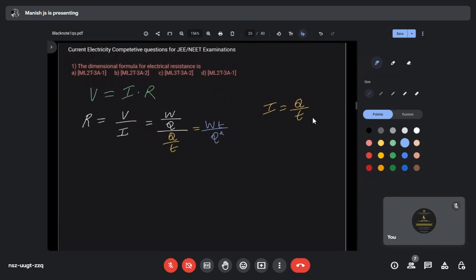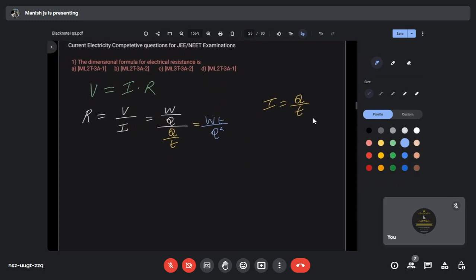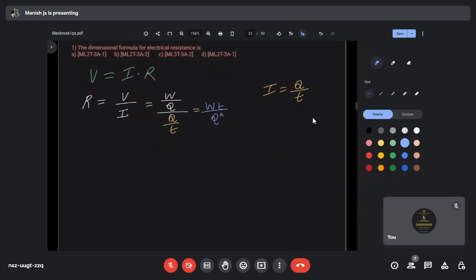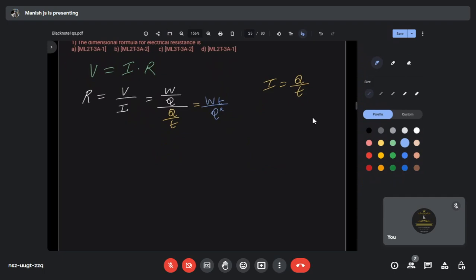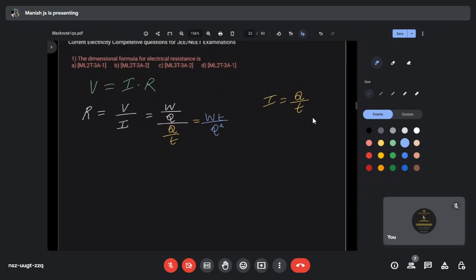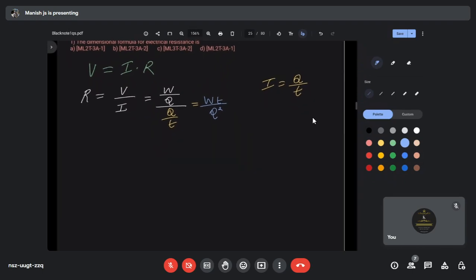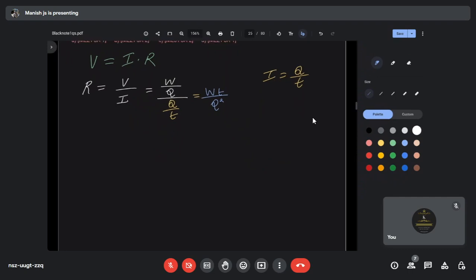Now further, what are we doing? Q is equal to current into time. Sir, current is a fundamental quantity, so instead of going further, current you can keep as A itself, isn't it? Yes, and time also you can keep, because we have the dimensions of current given in the options. A power minus 2 is there, A power minus 1 is there. So you can keep it that way itself.